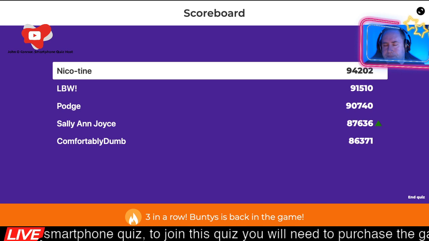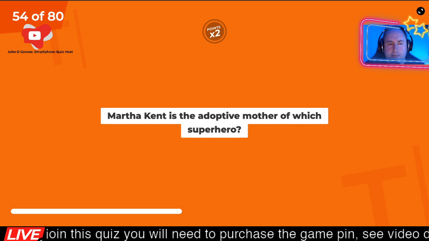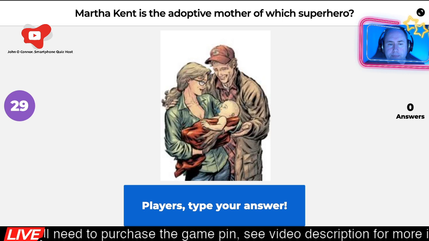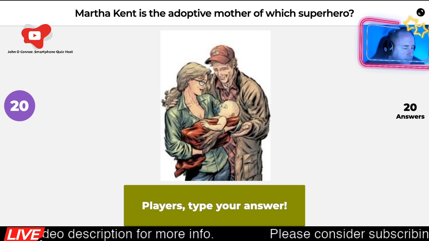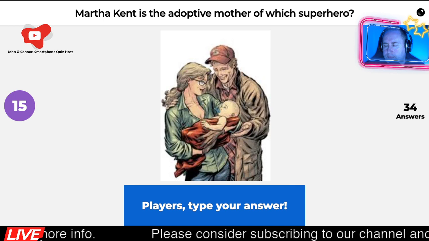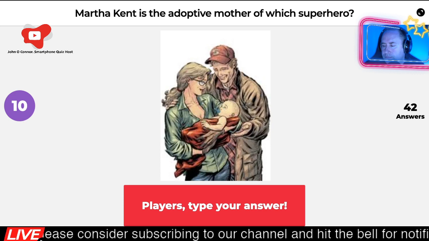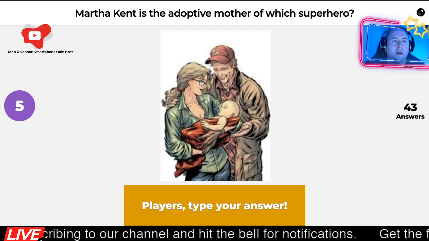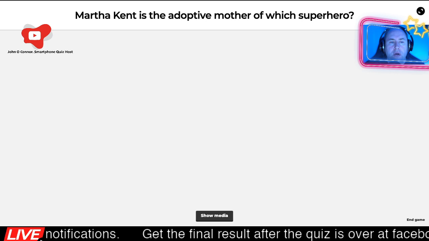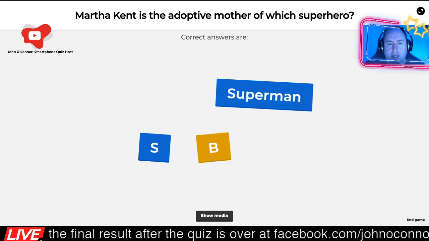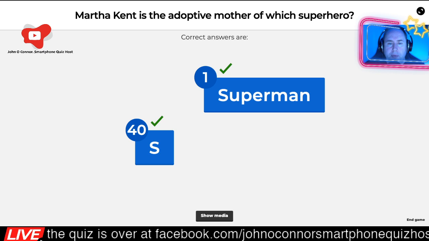First letter of your answer. Just the first letter, no need to spell it out. Martha Kent is the adoptive mother of which superhero? Superhero name, please. Thank you. Okay, so correct answer, it's not C, I'm afraid. No, the superhero name is Superman. Rodrigo, Clark Kent. Superman is the correct answer.